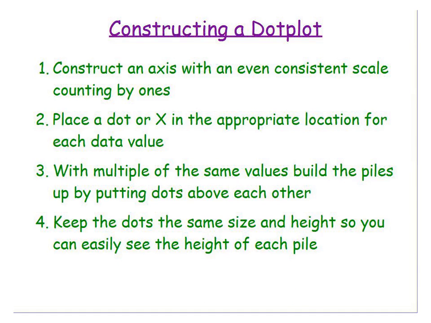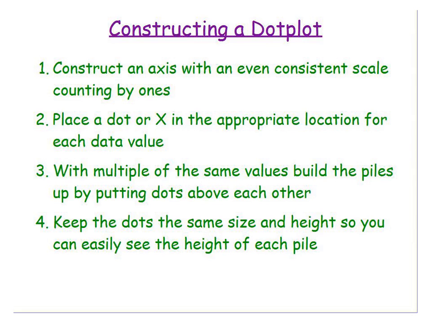So how do we make a dot plot? Well, first you have to draw an axis. Using a ruler, you have to count by a nice consistent scale of 1. Remember I said you can start wherever you want though. Then simply place a dot or an X in the appropriate location for each data value. With multiples of the same data value, you build the piles up by putting dots or X's above each other. And again, make sure you keep those dots the same size and height so you can easily see the height of each pile.